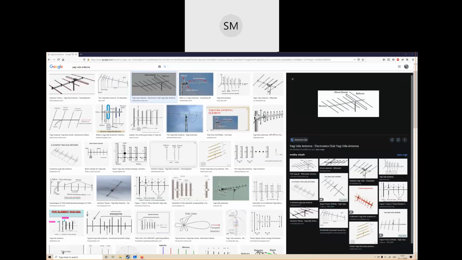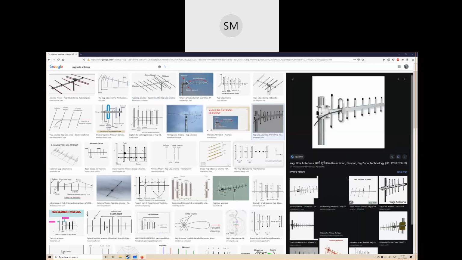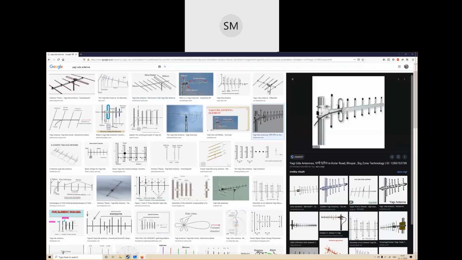An actual picture. Maybe this one. See, reflector, the driven element, and the directors. See here, directors are gradually smaller in size. Why? Because we want to make it more and more capacitive, so that as we move from here to here, the currents in the elements lead more and more in phase. Is it okay? Is it clear?